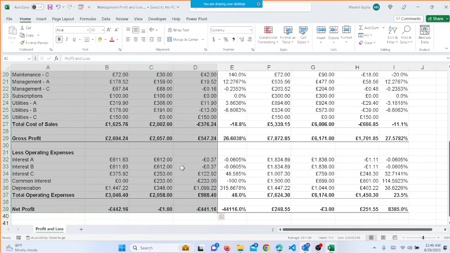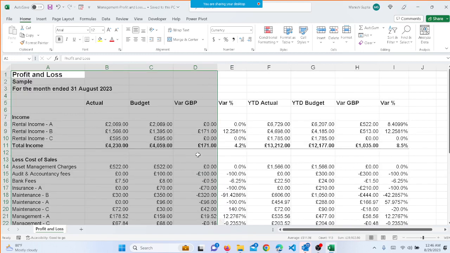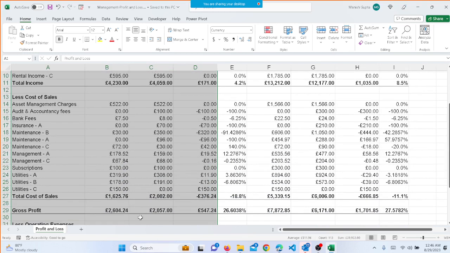Now, in simple ways, the variance is already calculated. So you just need to analyze whether the income has been more. Okay, fine, check, clear. Expense has been less. Okay, fine, check, clear. But you can look at individual expenses. Is there any expense which is more than the budget?